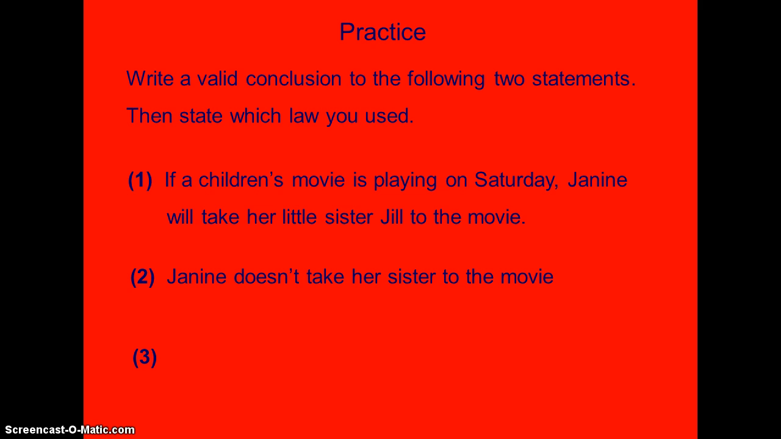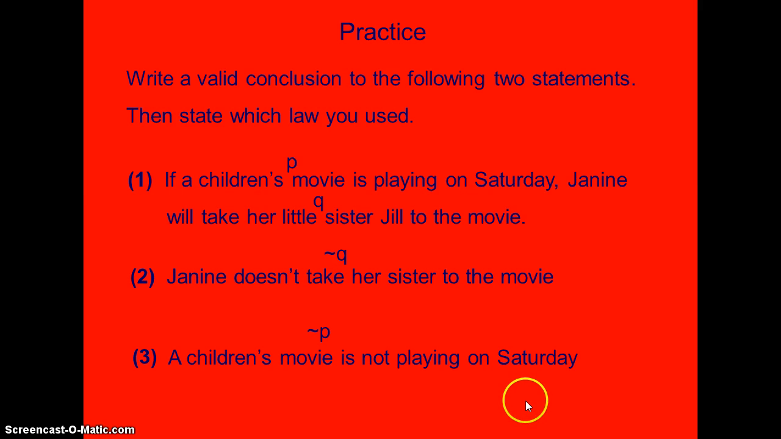Write a valid conclusion to the following two statements. Then state which law you used. If a children's movie is playing on Saturday, P. Janine will take her little sister Jill to the movie. Q. Janine doesn't take her sister to the movie. Not Q, therefore not P. A children's movie is not playing on Saturday. This is saying that if this happens, this will definitely happen. Since that definitely didn't happen, then the first one didn't happen. That's the law of contrapositive.